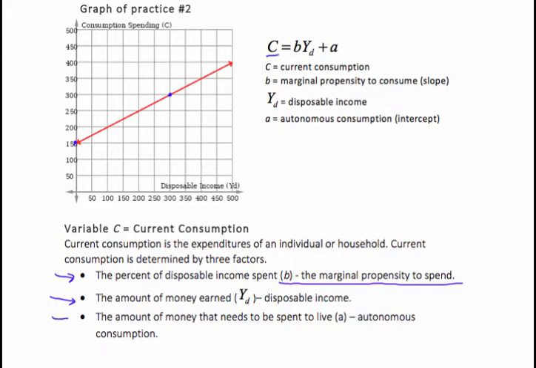And the last one here is the amount of money that needs to be spent to live, and that's autonomous consumption. So even if you're not getting an income at all, people still need money to survive. They need to have some shelter, they need to have some food and things like that. That sort of spending is called autonomous consumption. It's autonomous because it doesn't depend on how much money we earn. These are things we have to spend money on in order to survive.